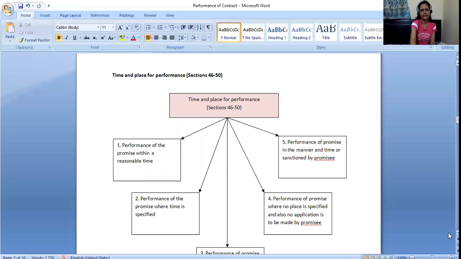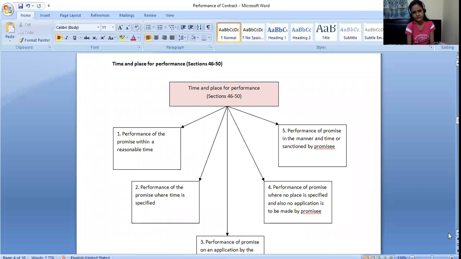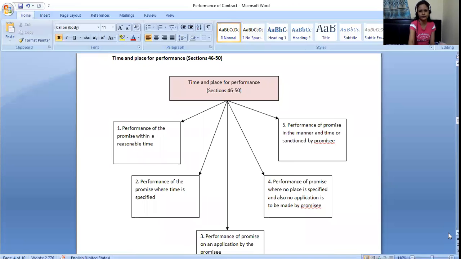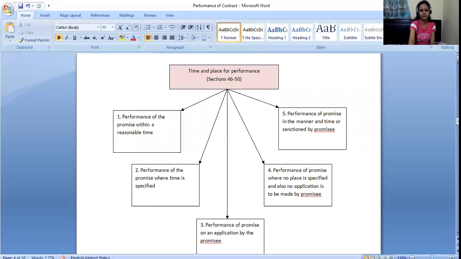Now next is time and place of performance. Time and place of performance, it's sections 46 to 50.